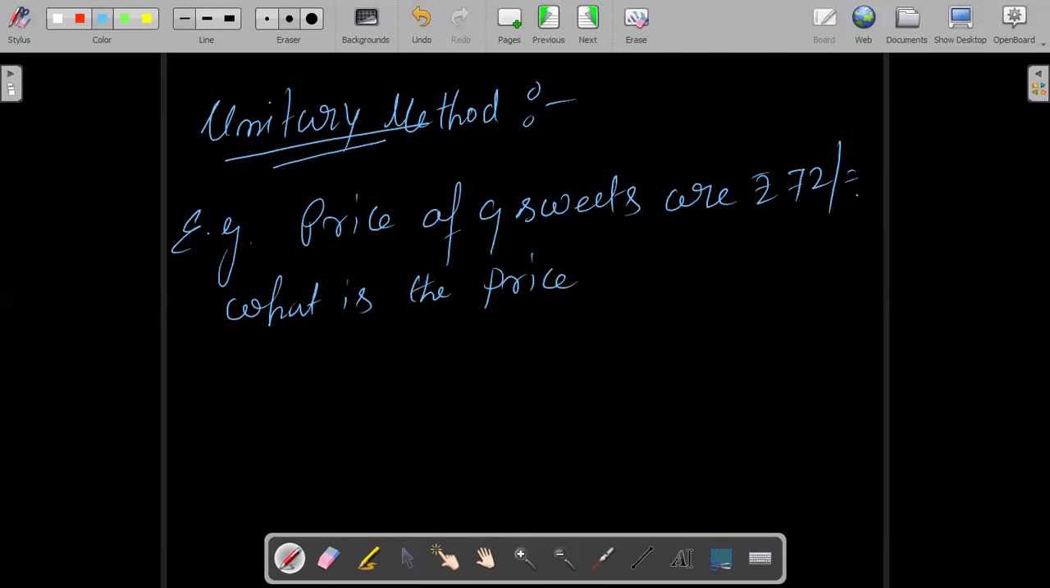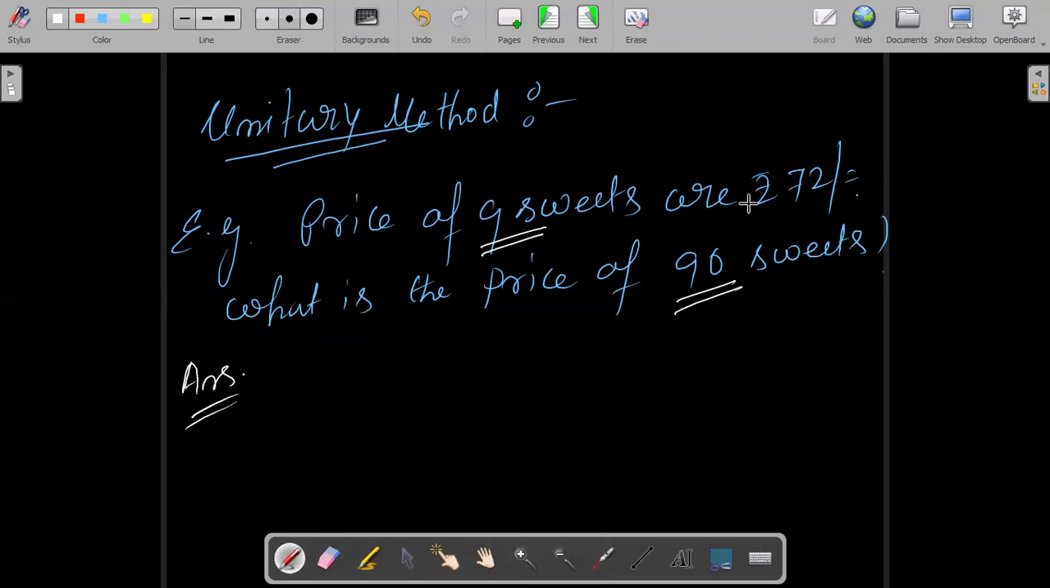price of 90 sweets? Had it been the question, the answer would have been very simple. Why would the answer have been very simple? Because if you look at the ratio, the given number is 9 and the question is asking for 90 sweets. So there is a clear-cut ratio of 9 and 90, that is 10 times. So you can simply multiply the previous price with 10 and you will get the answer. So you will definitely say, sir, it's so easy. There is no problem at all.